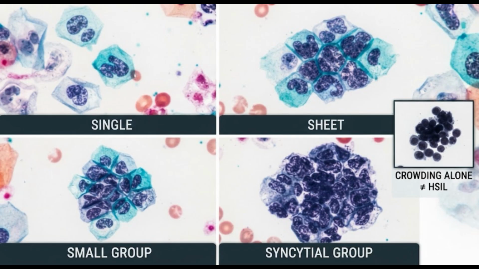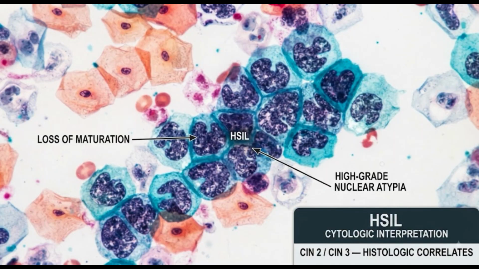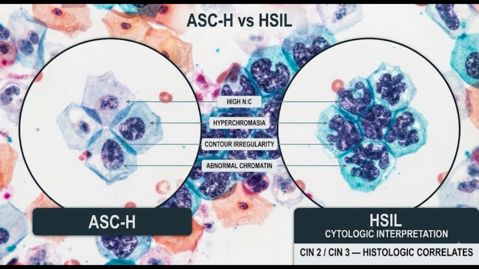Architecture is variable. HSIL cells may occur singly, in sheets, small groups, or syncytial hyperchromatic crowded groups with poorly defined cell borders. Crowding or hyperchromasia alone is not diagnostic. Genuine nuclear abnormalities must be identifiable. Therefore, HSIL is an integrated cellular phenotype: loss of maturation, an inappropriately increased N:C ratio, and convincing high-grade nuclear abnormalities must be interpreted together.